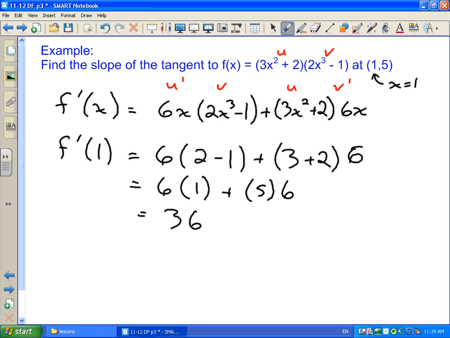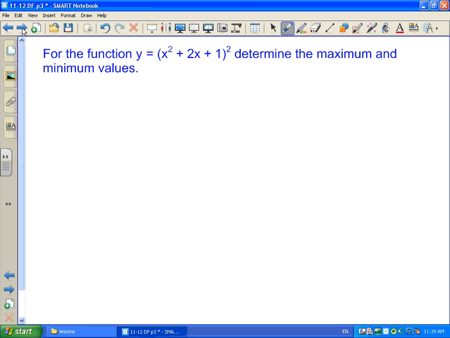All right, slightly more complicated question. Here we've got a function, x squared plus 2x plus 1 squared. We want to determine the maximum and minimum values. So this is the kind of question that we worked on in class on Monday when we did the first derivative test. But to do this one, we're going to have to use the product rule.